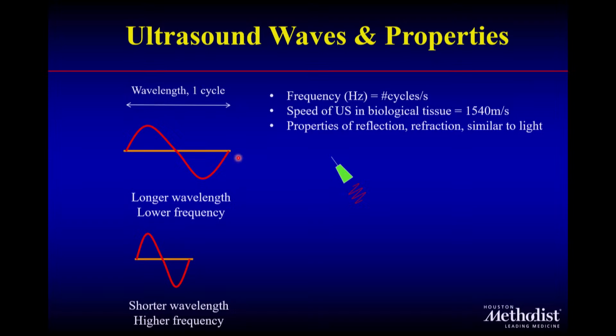Now, the interesting thing is that the properties are similar to those of light. If I have this transducer emitting a little burst of ultrasound and it hits a surface, what happens to it? Some of it is refracted, so it continues on, and depending on what it hits, it may change the angulation. Remember some of these from early physics days. And some of it is reflected.